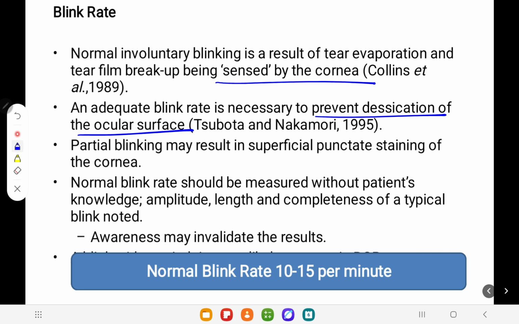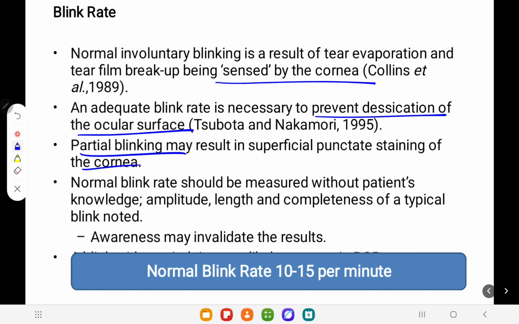See, if the tear breakup time is short and we don't blink, then what happens? Our ocular surface desiccates, and what happens? The epithelium gets eroded. That's why we see staining in the epithelium. Yes, the corneal epithelium. So partial blinking may result in superficial punctate staining of the cornea. Yes, definitely. That's what I'm talking about.